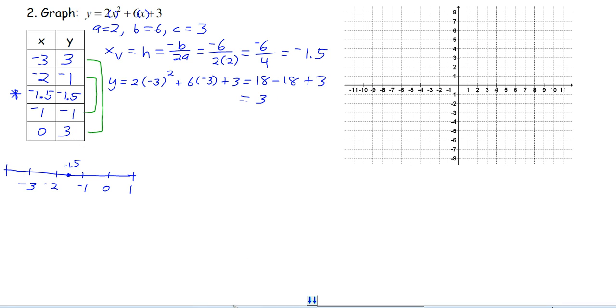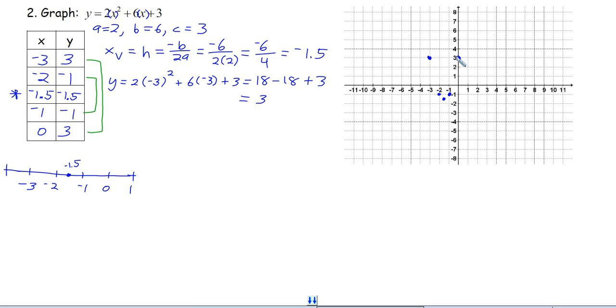All right, let's go ahead and plot our points. I like to start in the middle at the vertex. So negative 1.5 and then negative 1.5. And then we have negative 2, negative 1, which means we'll have negative 1 and negative 1. See how they match up? And then negative 3, positive 3, and then 0, 3.